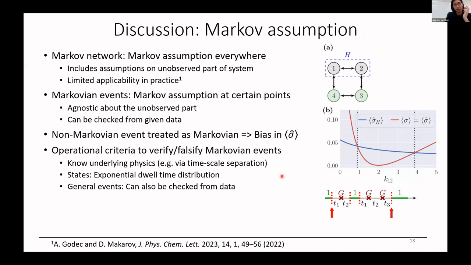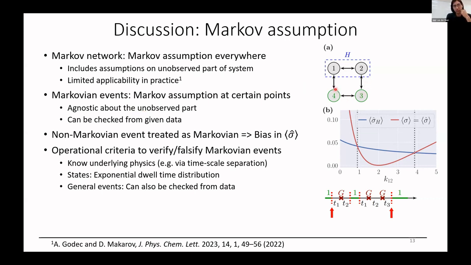Comparing again the Markovian event formalism I have introduced with access to the underlying Markov network, I would like to point out that if you have a coarse-grained setup where you don't see the underlying Markov network, then assuming the Markov network includes assumptions on the part of the system you cannot observe. So not only do you make assumptions that cannot be verified, it also has, as demonstrated in this work, for example, limited applicability in practice. You make some more assumptions than you would actually need. In contrast, this Markovian event formalism, which only imposes the Markov property at events you can actually observe, does not make this kind of Markov assumption on the unobserved part. So you could also falsify the Markov property based on given data.